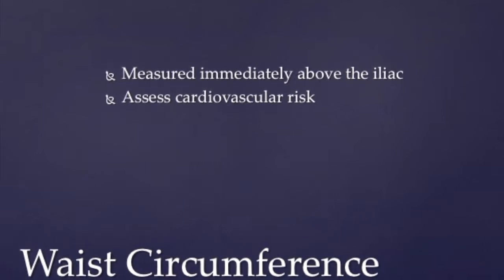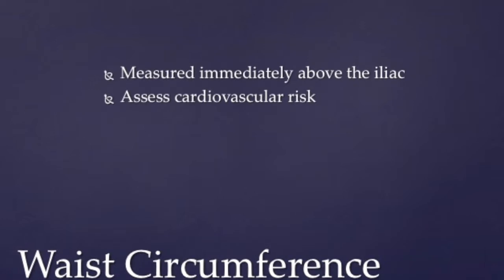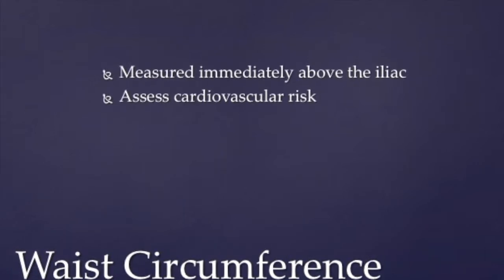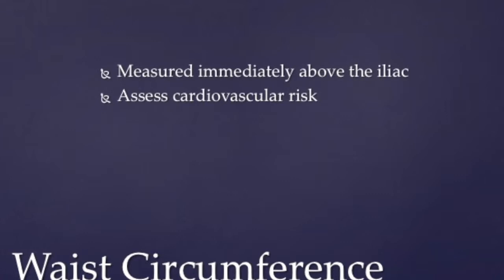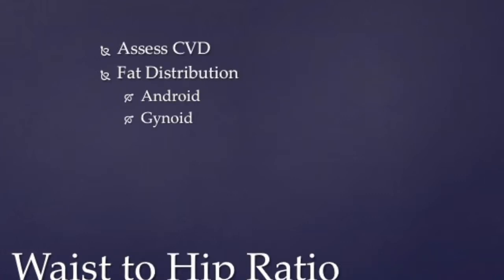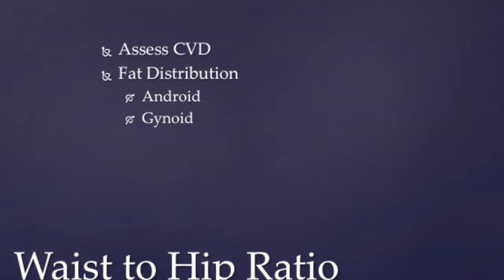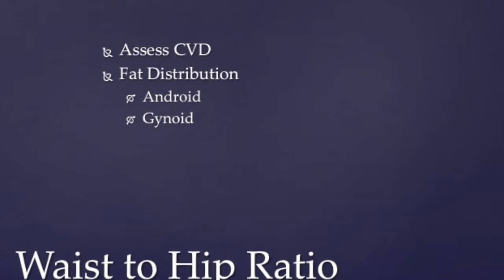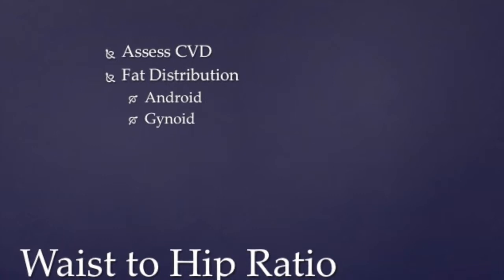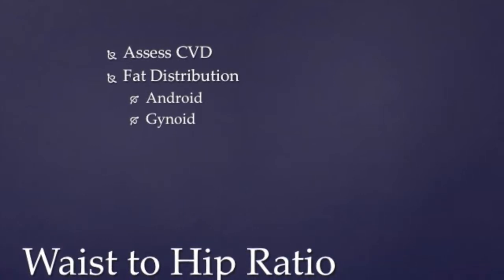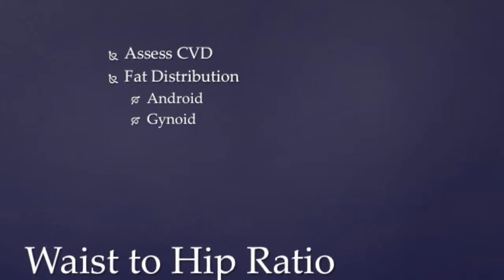For precise measurements, the subject should be wearing minimum clothing, and the measurement should be taken immediately above the iliac crest. To take waist circumference a little bit further, we look at another ratio, the waist to hip ratio. This is also a more accurate way to predict cardiovascular disease because it shows fat distribution. You have android and gynoid fat distribution. This will be later explained.